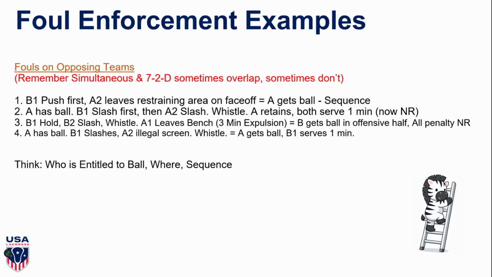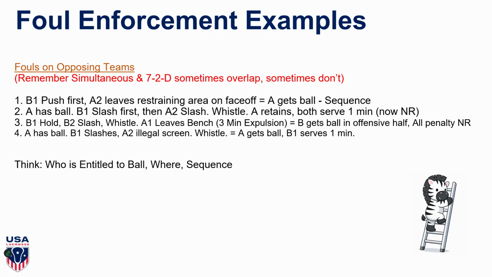Let's back up just a step here. So you do not have simultaneous fouls, right? You do not have fouls on opposing teams during a live ball situation. You have the hold, you have the slash, you had a whistle. So the first part is live ball. Then you had a dead ball foul when A1 left the bench and came out. Okay? So you enforce the live ball fouls first, the dead ball fouls in the order in which they occur. There's only one of them. And then you award the ball.